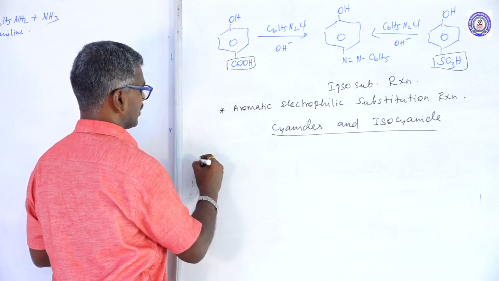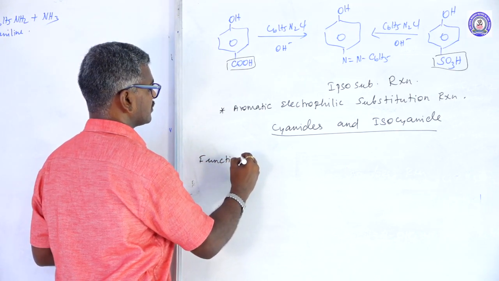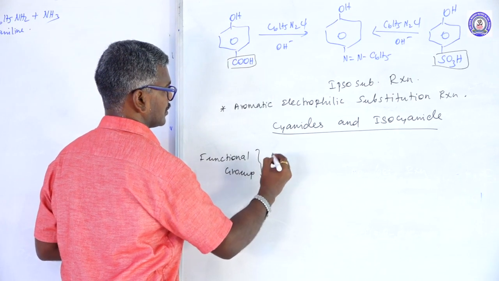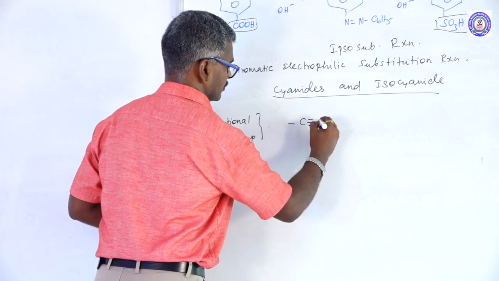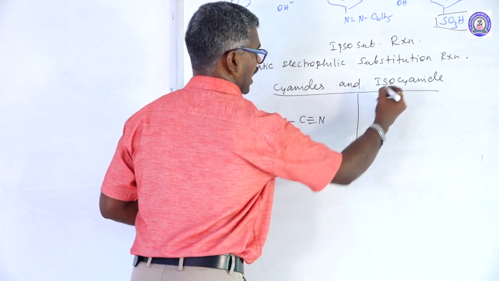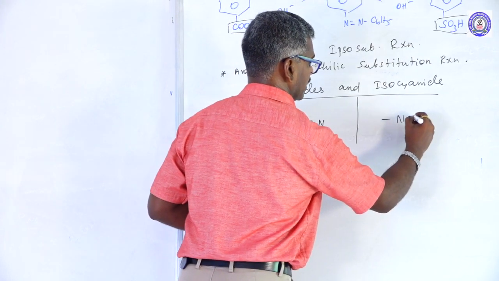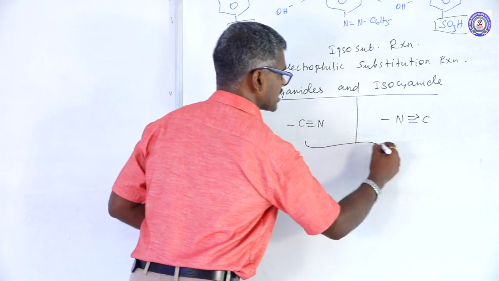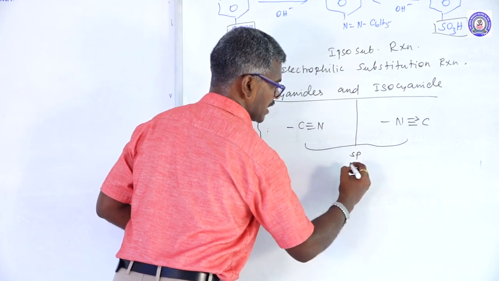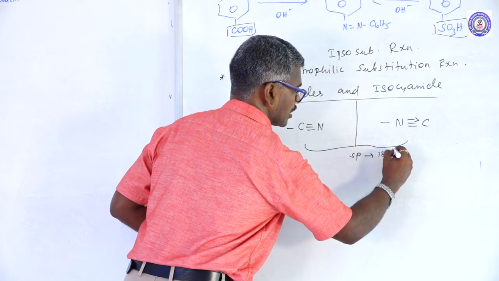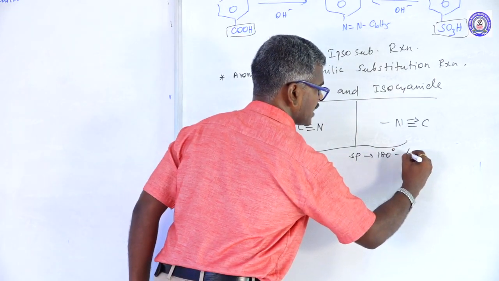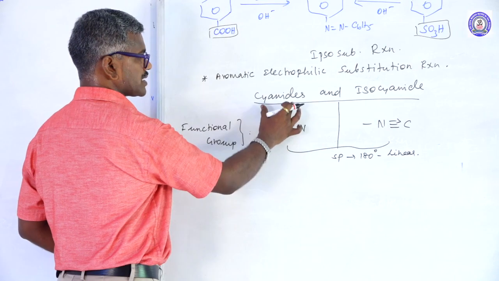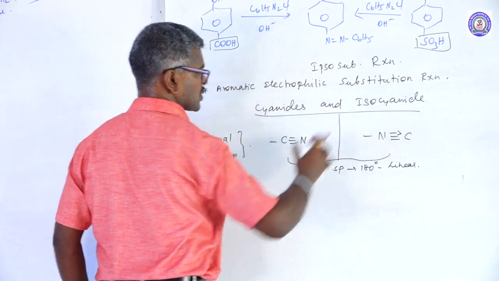Here, the functional group, and the isocyanide functional group is N double bond C. This bond is a coordinate bond. Both carbon and nitrogen have sp hybridization. Sp hybridization means a bond angle of 180 degrees. These are the functional groups for cyanide. This one is the functional group for isocyanide.